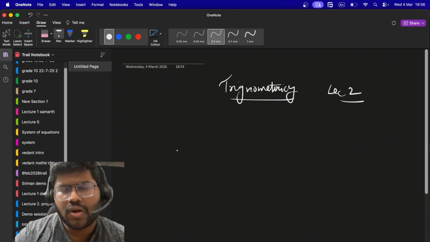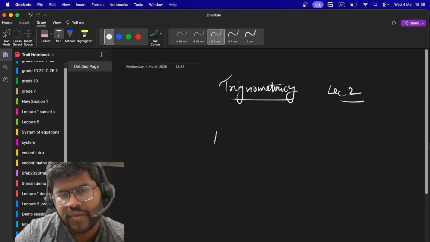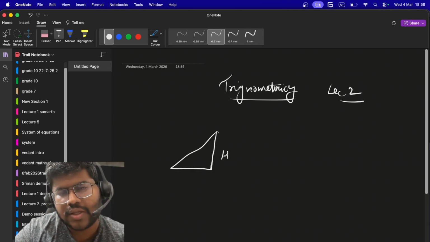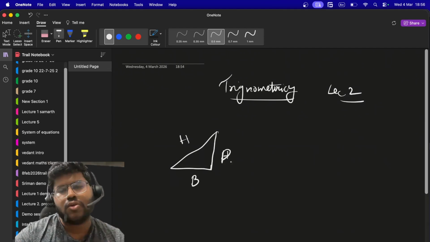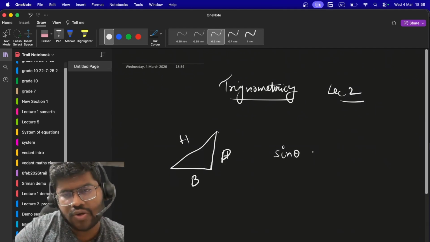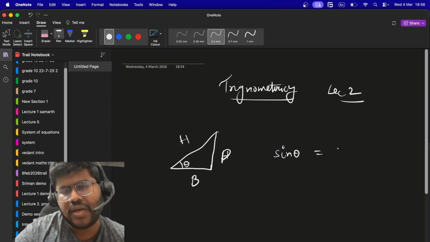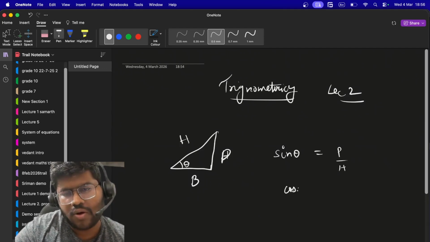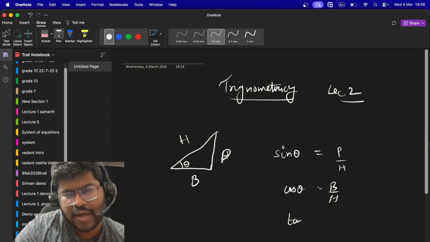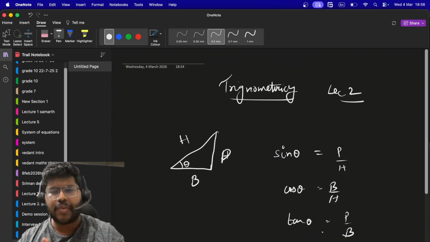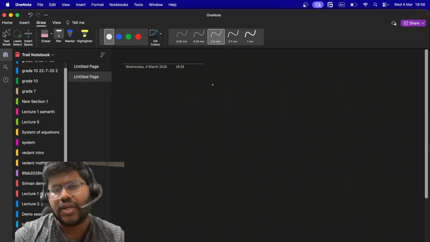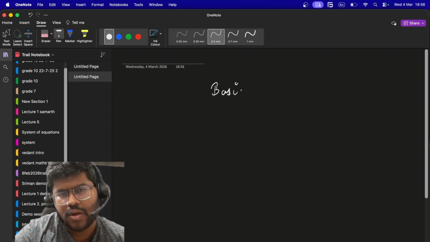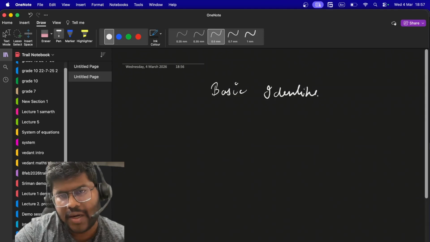See, in the previous lecture we basically covered that if this is a right angled triangle, then this is called the hypotenuse, this is called the perpendicular, and this is called the base, right? So now we have understood three of the ratios: if this angle is theta, then sine theta would be P over H, cos theta would be B over H, and tangent theta would be P over B, right? And we have understood the practical application of trigonometry and its use case, right? Now in today's lecture we have to learn about something called basic identities, right?